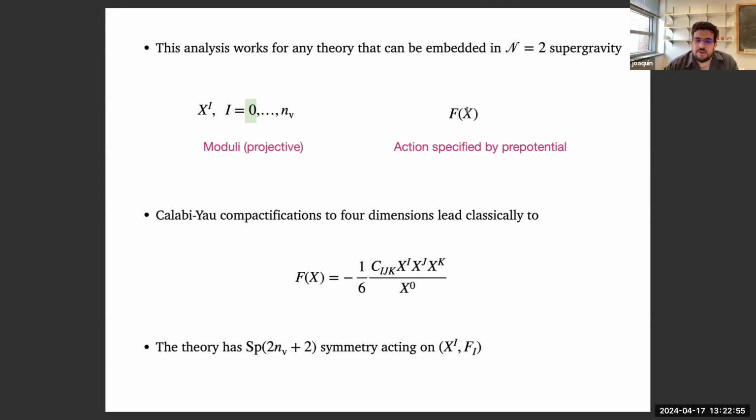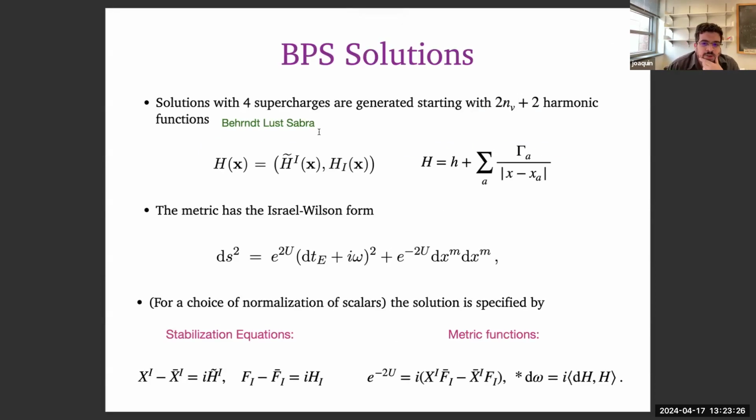And this function of these scalars specifies the action of supergravity. So there is a formula that tells you how to go from this F of X to the supergravity action. For compactifications to 4D on Calabi-Yau, classically this F of X takes this form, where C_ijk depends on the geometry of the Calabi-Yau. And the theory has an electromagnetic duality symmetry given by this group that rotates X and F, this vector. Okay, there are similar solutions for an arbitrary N equals 2 supergravity with any number of vector multiplets. The solution is always constructed in terms of these harmonic functions H.